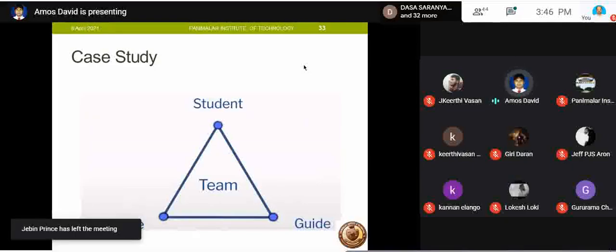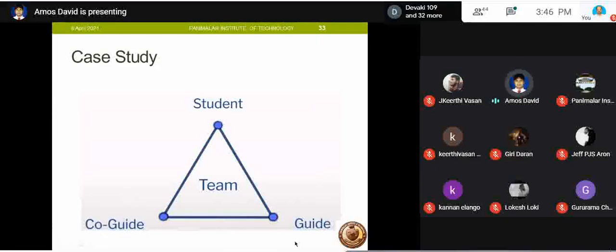A student comes up with an idea, alright? He talks to a person, he is the guide, right? During your final year project or third year project, you have a guide, right? Everybody is consulting a teacher, a college professor, for guidance. And they will have another person to guide them as well.